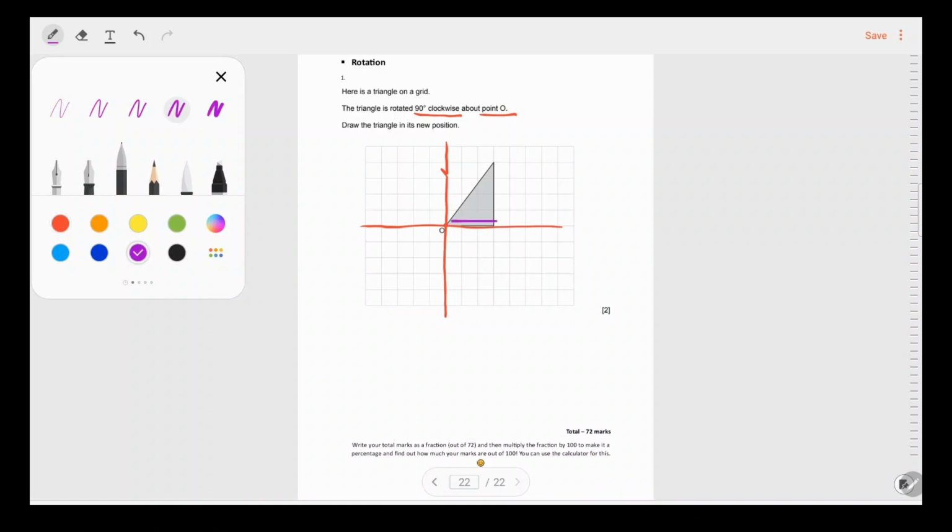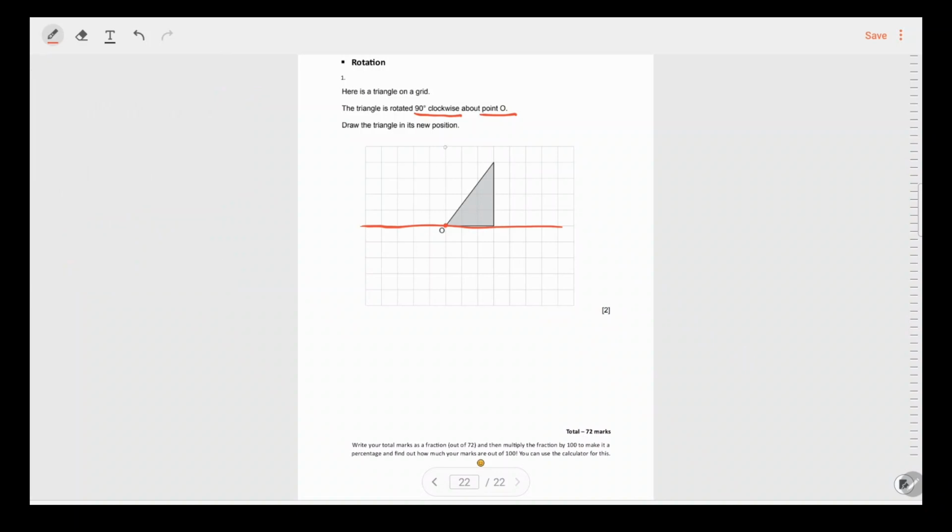if we are rotating the triangle from here, you can use tracing paper. Actually, I recommend you use tracing paper because it's very easy to rotate it with tracing paper. But since I can't show it with tracing paper in this case, what I will do is we need to rotate this about point O, which is over here. And when we rotate it 90 degrees clockwise, this triangle needs to be in this area if it's 90 degrees clockwise, right?